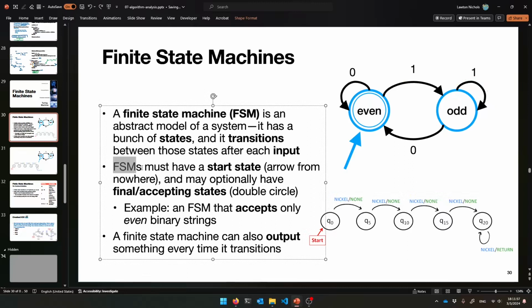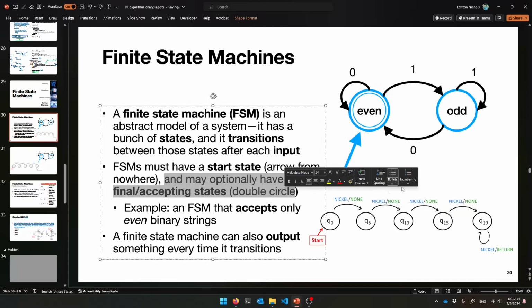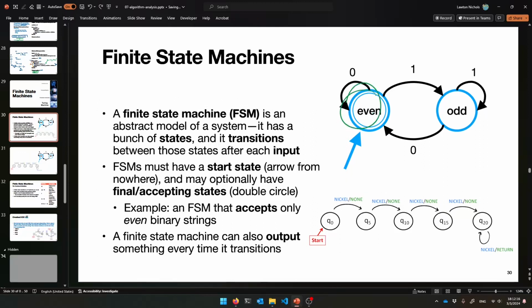But finite state machines, FSMs for short, have a start state. They have to have a start state. You have to pick which of the circles you start at when you run this algorithm. So the arrow coming in from nowhere is your starting state. So even is a starting state. And they may optionally have final states or accepting states. That's a double circle. So apparently this finite state machine really wants to end in the even state.